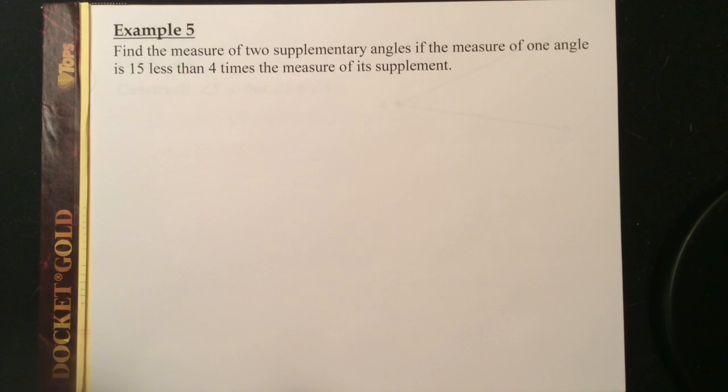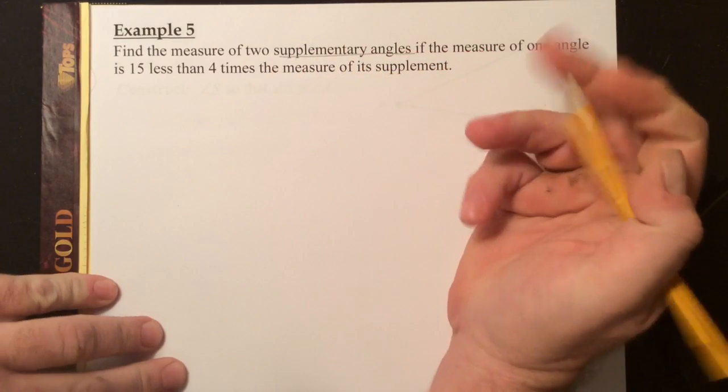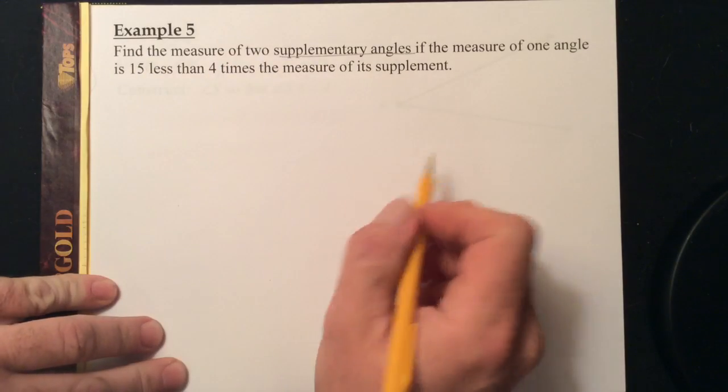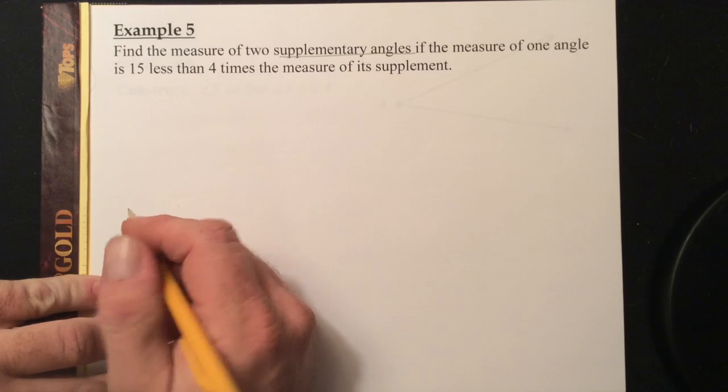Example 5. In this example, you'll learn how to use algebra to solve a geometric problem involving angle measures. And this type of problem is usually the one students find more challenging when it comes to algebra. It says find the measure of two supplementary angles if the measure of one angle is 15 less than 4 times the measure of its supplement. So that we know we're dealing with supplementary angles. We've got two angles, but both those angles we don't know anything about other than their relationship with each other.